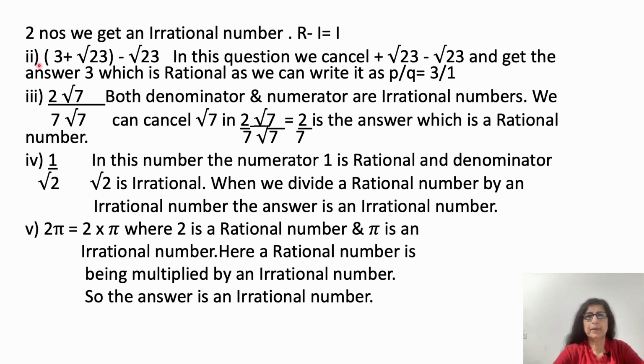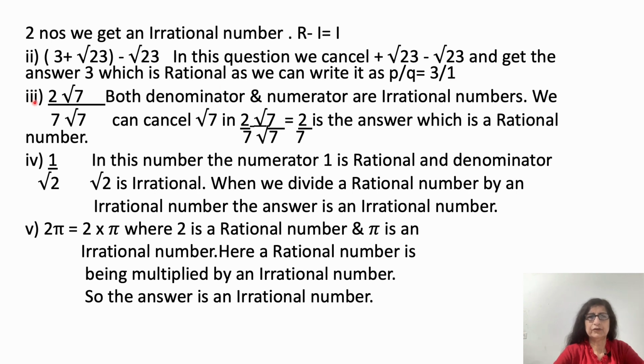We move on to part 2. 3 plus under root 23 minus under root 23. In this question, we cancel plus under root 23 and minus under root 23 and get the answer 3, which is a rational number, as we can write it as p by q, 3 by 1.